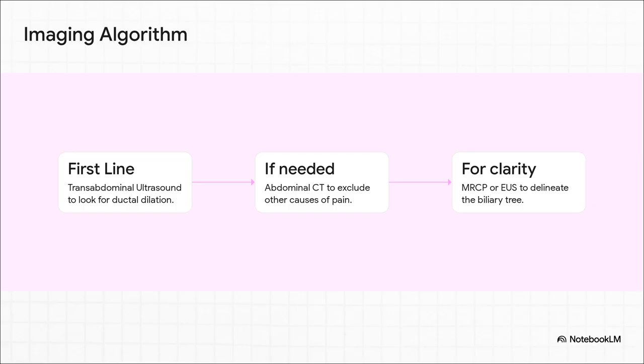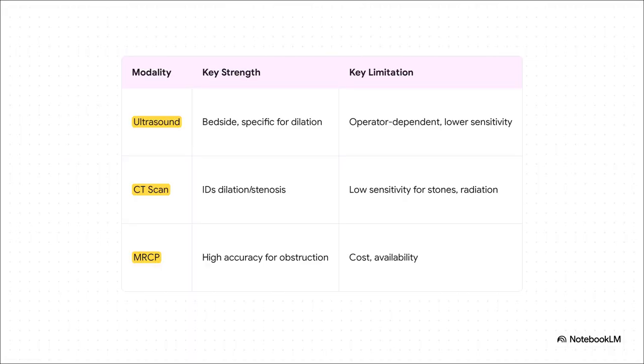But if you want that beautiful, definitive, non-invasive map of the biliary tree, MRCP is your gold standard. Yeah, this table really breaks down why we had that step-by-step approach. Ultrasound is your quick look, great for seeing dilation, but it really depends on who's holding the probe. CT is awesome for seeing that dilation, but it's actually pretty bad at finding the stones themselves. And while MRCP gives us the absolute best pictures, it costs more and isn't available everywhere 24/7. Each test has its own special job to do.